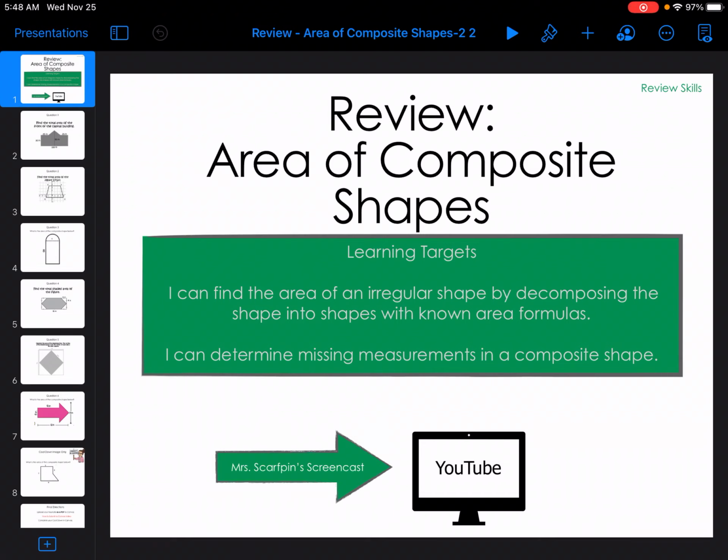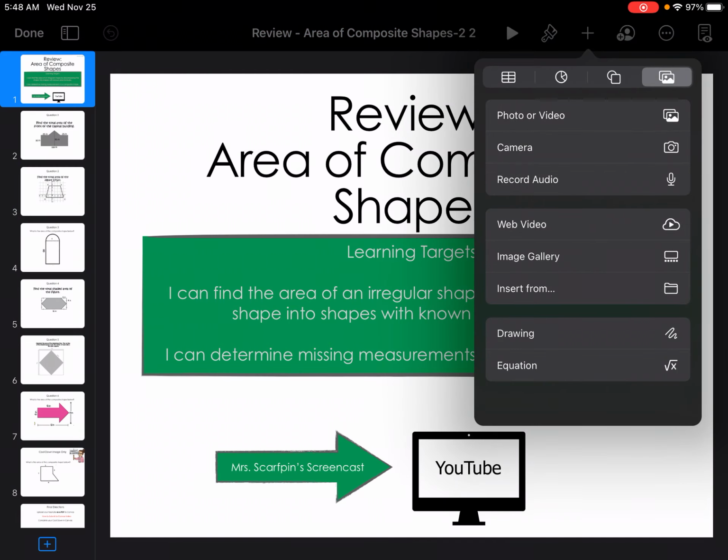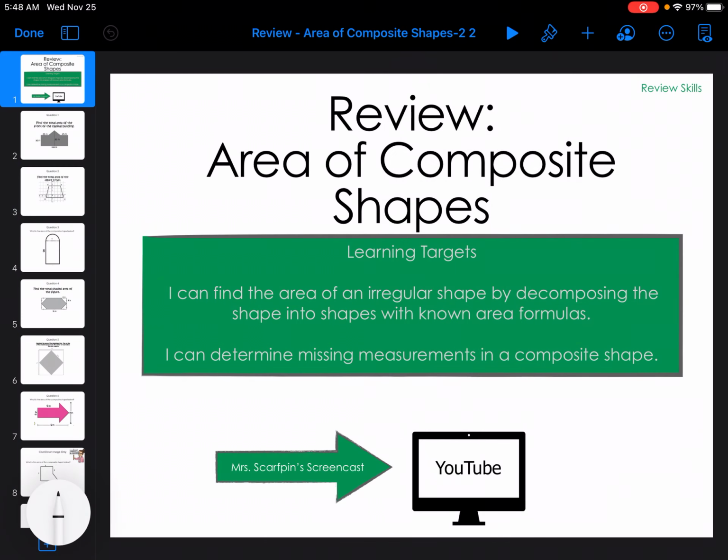Alright, so today we're going to review the area of composite shapes because it showed up as a deficit on our benchmark, and it also showed up as a deficit when we did our Unit 3 assessment. So we're using this time to make sure that we're reviewing key concepts before we start a new unit after Christmas.